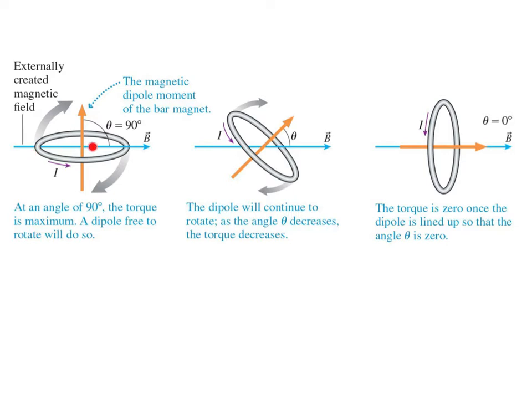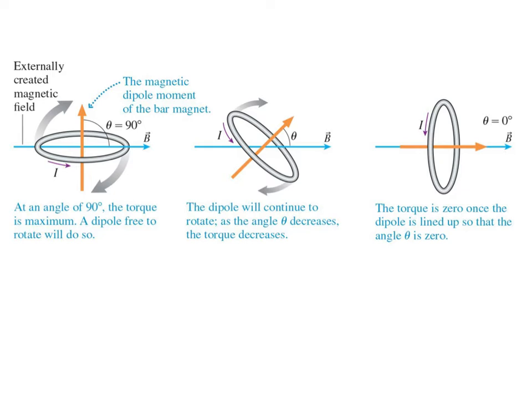So if we start off with a maximally misaligned thing where the magnetic moment is perpendicular to the B field, then it's going to feel a torque, which is going to try and line this up with the B field. And so it's going to spin. As it spins, it's less and less torqued, and when it lines up, it will no longer be torqued.